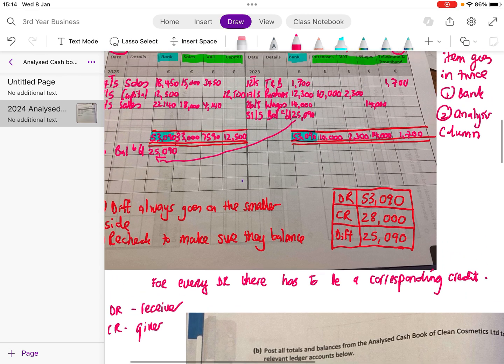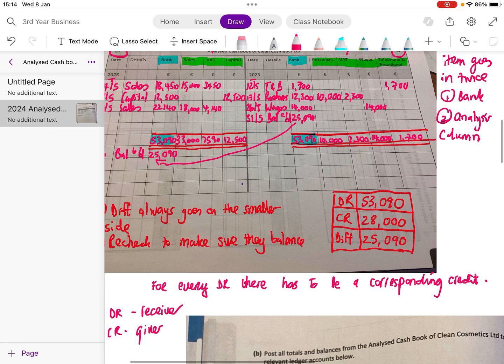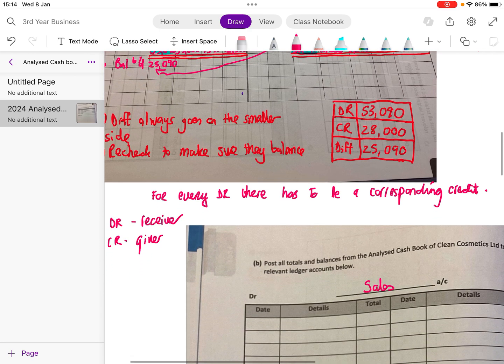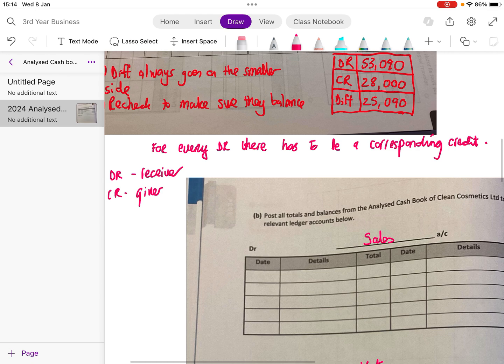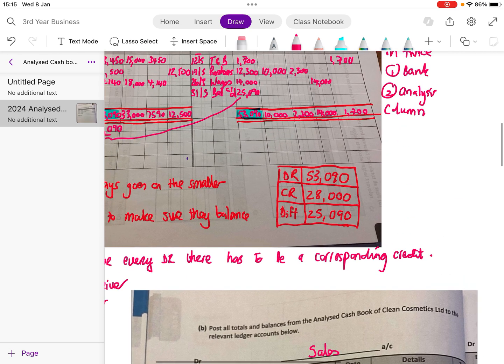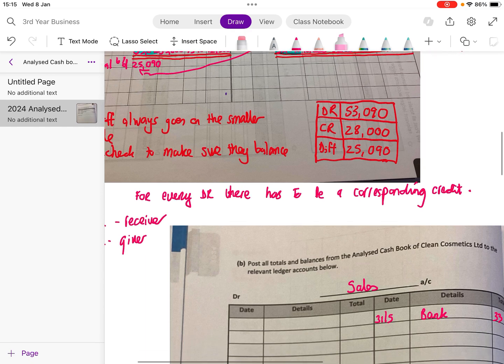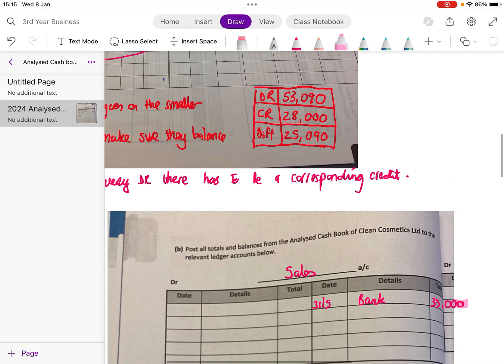So I'm coming up here, girls, and I generally post the totals. You can do them separately, but I like to post the totals. When I'm posting the totals, I generally use the last day of the month. So it's on the debit side of my Analysed Cash Book, so it's going to go on the credit side of my general ledger. On the 31st of the 5th, coming from my bank account, I have €33,000 in sales. So you can come up here and I'm just going to highlight this, my 33,000, and I'm matching it here for 33,000.